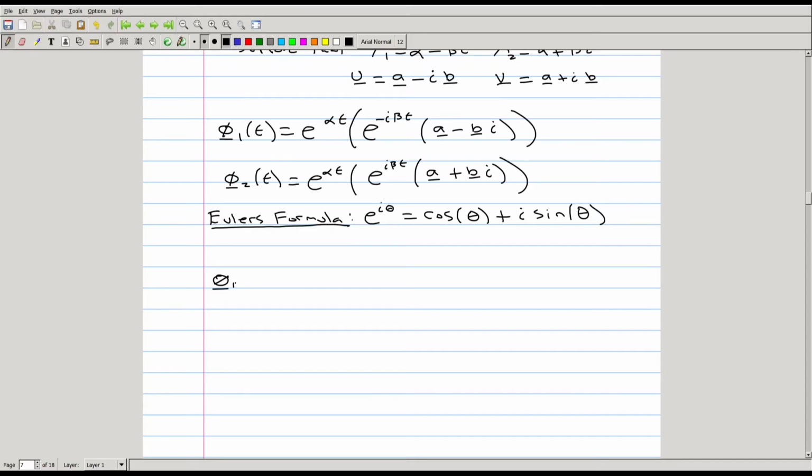So phi1 of t is e to the alpha t, and cosine of negative beta t, which is just going to be cosine of beta t, and then plus I sine of negative beta t, which will be negative I sine of beta t. So this is the part right here, and then we have to multiply this by a minus bi.